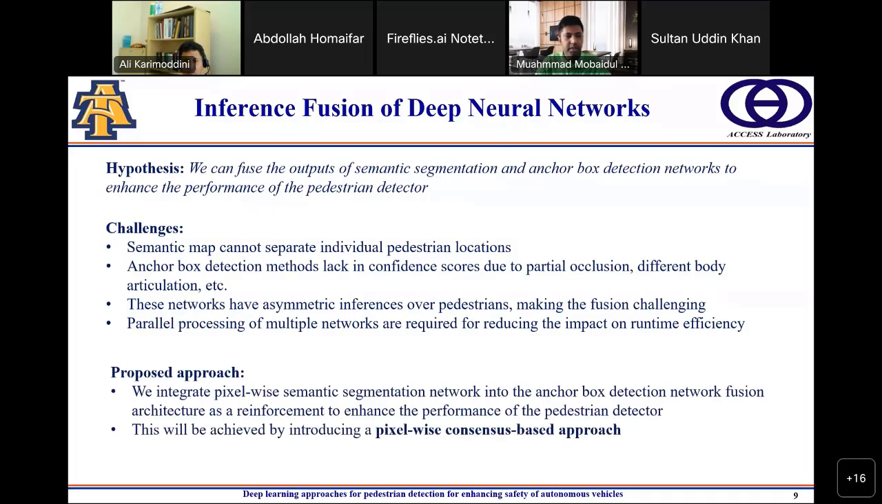In our proposed approach, we integrate the pixel-wise semantic segmentation network into the anchor box detection network fusion architecture as a reinforcement to enhance the performance of the pedestrian detector. And this will be achieved by introducing a pixel-wise consensus-based approach. So this is something that we are proposing: a pixel-wise consensus-based approach for fusing different inferences of multiple different asymmetric networks.